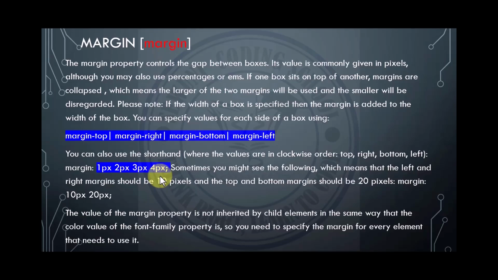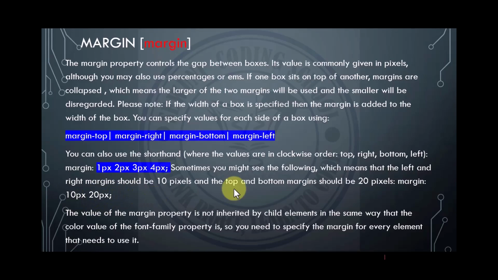You can also sometimes see some programmers writing that the left and the right should be 10 pixels, whilst the top and the bottom should have 20. In this case, it will be written in this way: 10 20. The moment you see it this way, that means that top and bottom are going for this, whilst the left and right are going for the other one.